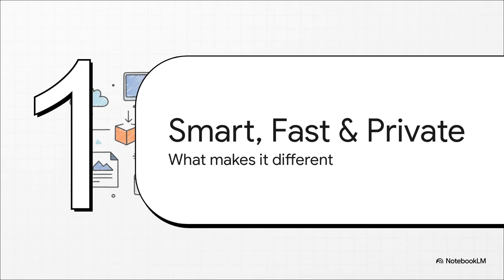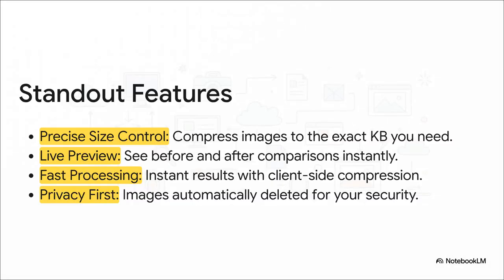But hold on, because not all compression tools are created equal. Let's look at a few features that make a massive difference. The best tools are smart, they're fast, and most importantly, they're private. So let's break that down. You want precise control, right? So you can hit an exact kilobyte target. And you definitely want a live preview so there are no nasty surprises. The processing should be instant, which happens when the compression is done right there in your browser, what they call client side, which means no waiting around for slow uploads. And finally, privacy should be number 1.